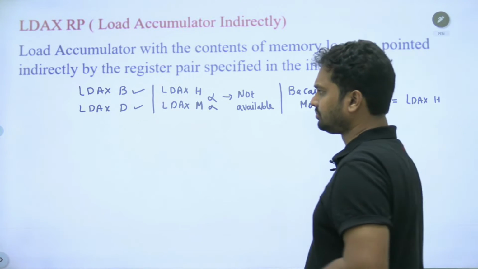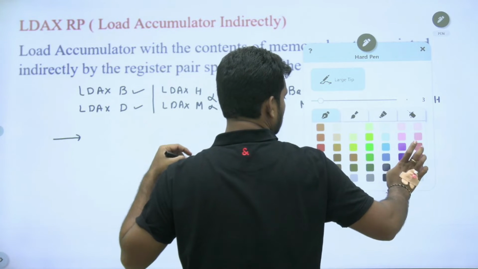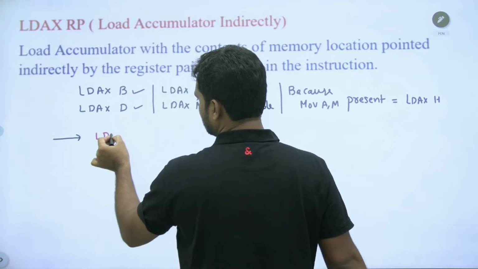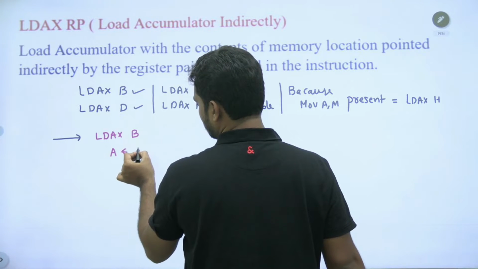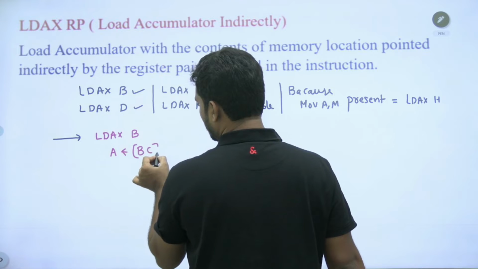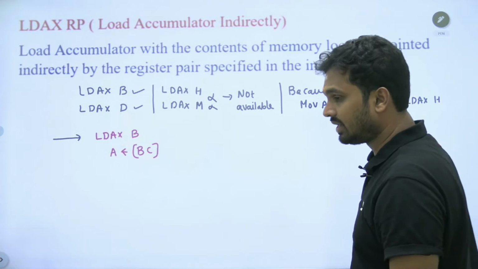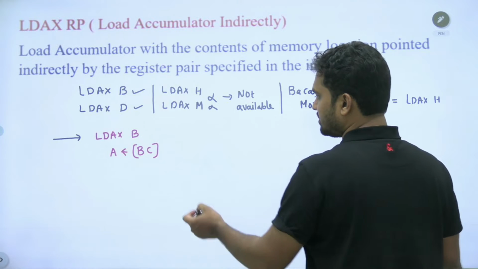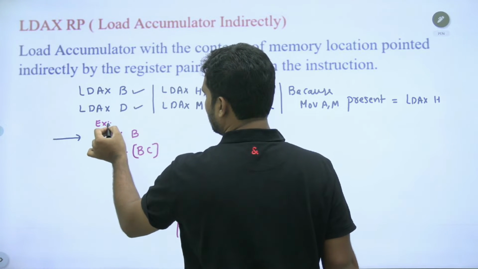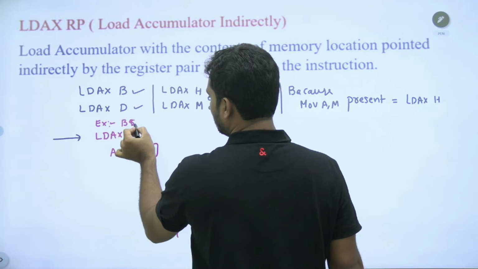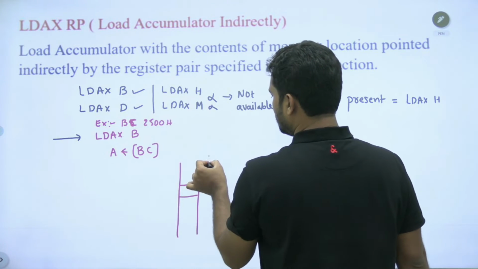Right. What is the meaning of this, sir? Just specify B, no need to specify BC. The accumulator is copied with the content of the memory location pointed to by the BC register pair. For example, see here. Say for example, BC equal to 2500, just a number for illustration.